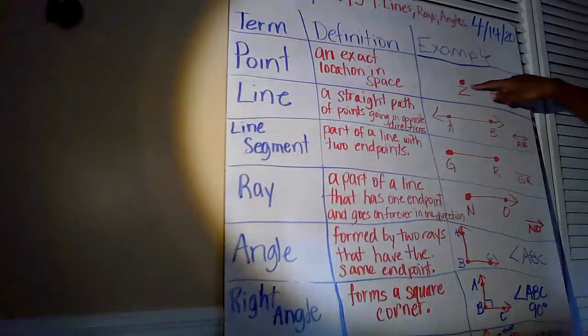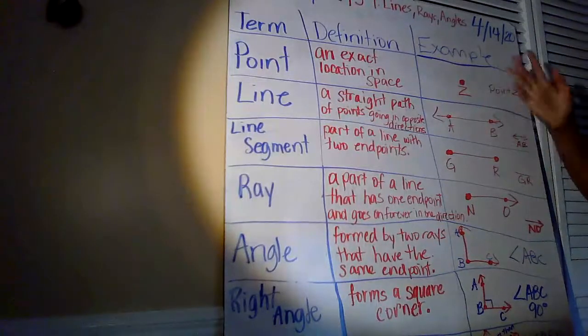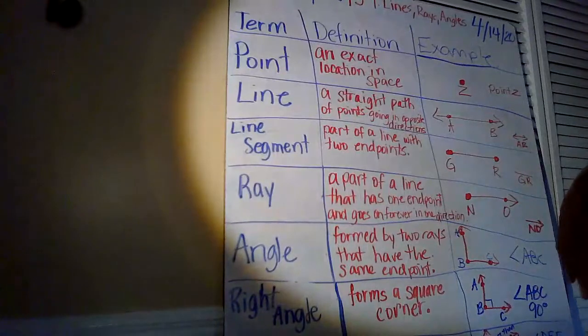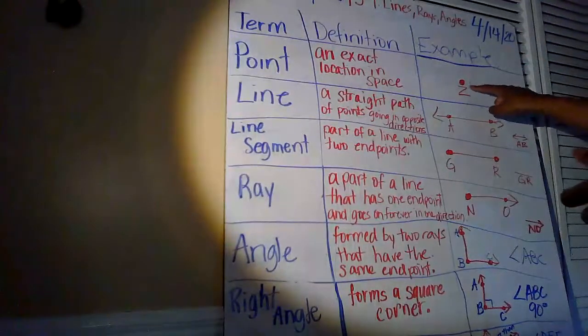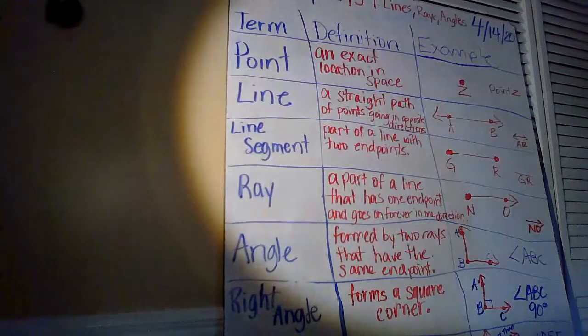And a point, this is an example of a point. It looks like a period, and it'll have a letter under it. In this case, this is point Z. It could be called A, it could be called D, it could be called Y, it could be called any letter. But for this example, I'm showing you point Z. If you need to pause to write it down, do so.